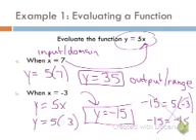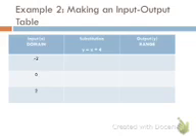All right, now in example 2, we're making an input-output table. Now, what did I tell you? Which one is input? Is that x or y? X. Which one is output? Y. So basically, I'm looking at the relationship between x and y here in this table.